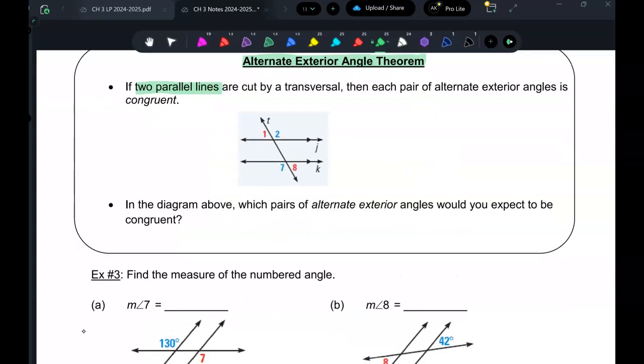I do know, okay, alternate interior angles are also going to be congruent. So alternate exterior angles. According to our picture, angle 1 has to be congruent to which angle? 8. And angle 2 has to be congruent to another one, another number. That is 100% correct, and that number would be 7. Okay. Good? All right.